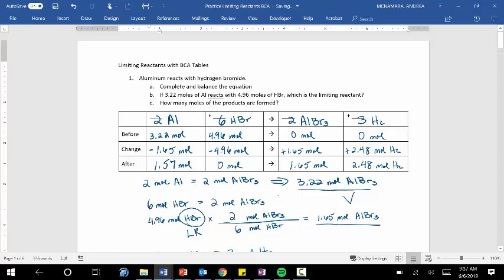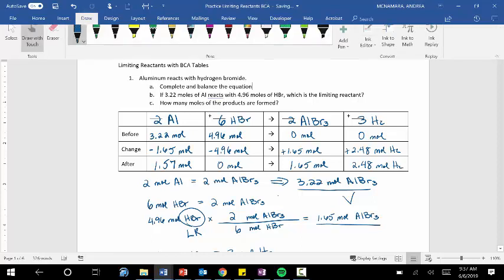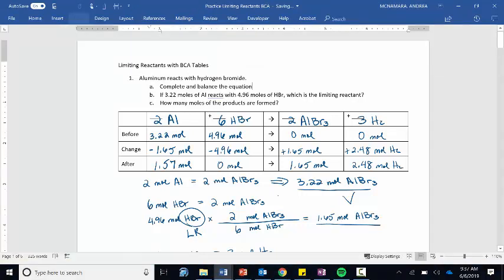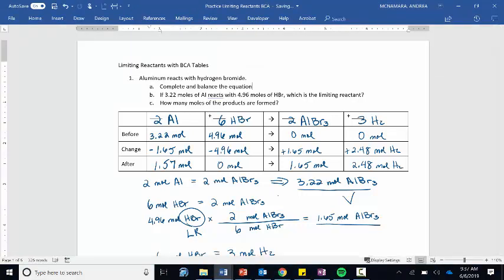Okay, so let's recap. Let me get a different color here. What did we do? First thing is we filled in the information we knew from the problem: 3.20 and 4.96 moles of my reactants. Actually, the very first thing I did was write the equation and balance it, right? Then I filled in what I knew from the problem.